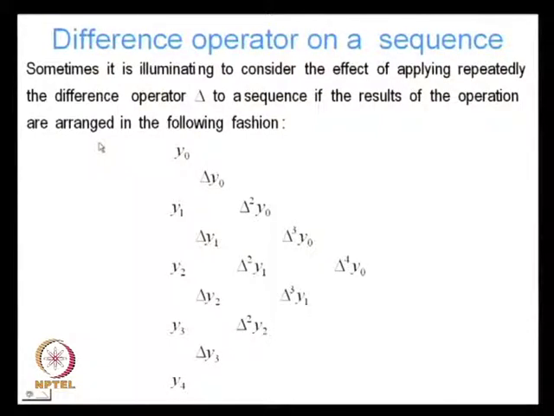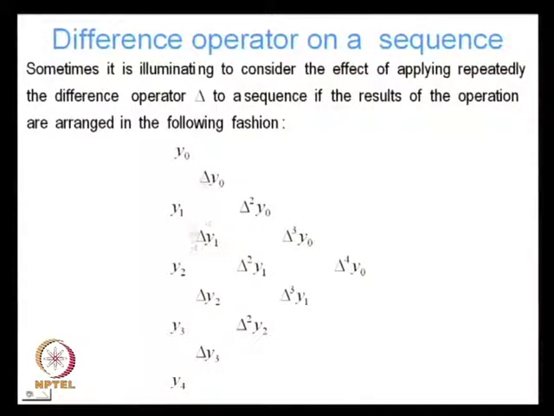Sometimes it yields a lot of insight if we look at a sequence y0, y1, y2, y3, y4, and then see the results of operating on this sequence repeatedly with the delta operator and arrange the terms in this fashion. So, here I originally had y0, y1 through y4. First I operate on this. So, delta y0 is equal to y1 minus y0, delta y1 is equal to y2 minus y1, delta y2 is y3 minus y2, and delta y3 is y4 minus y3.